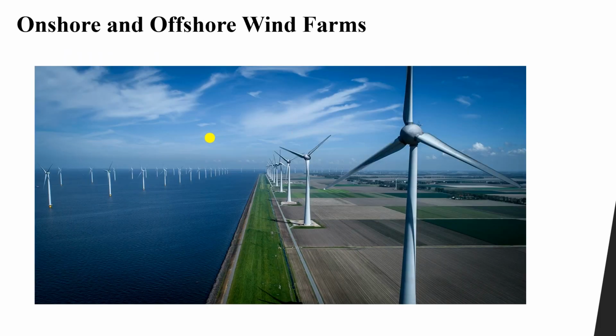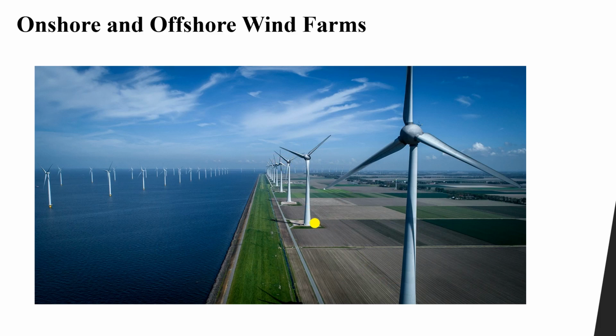Now here are two types, onshore and offshore wind farms. A wind farm means a group of wind turbines connected together. You can see this construction is called a wind turbine, which is used to convert the wind energy into electrical energy. We have another wind turbine, and so on. All of these are connected together in the form of a farm.